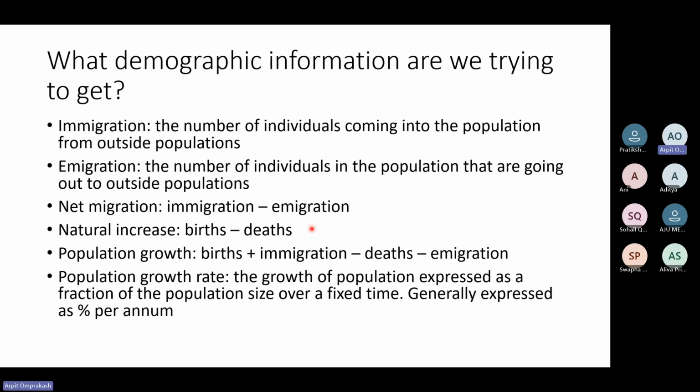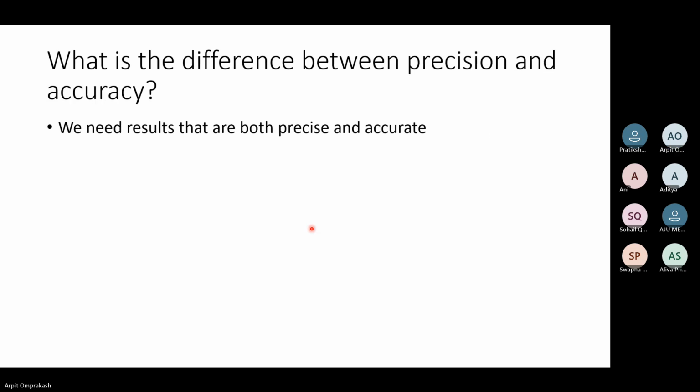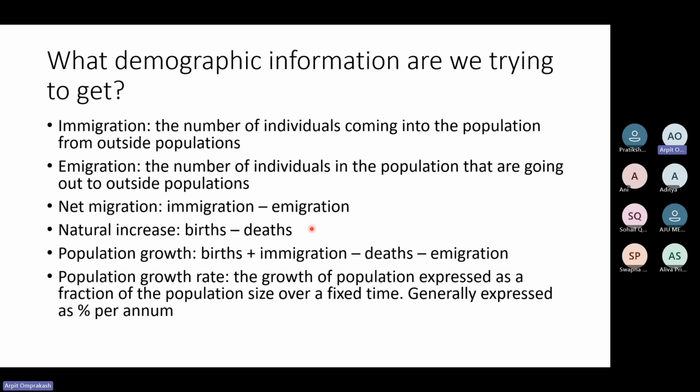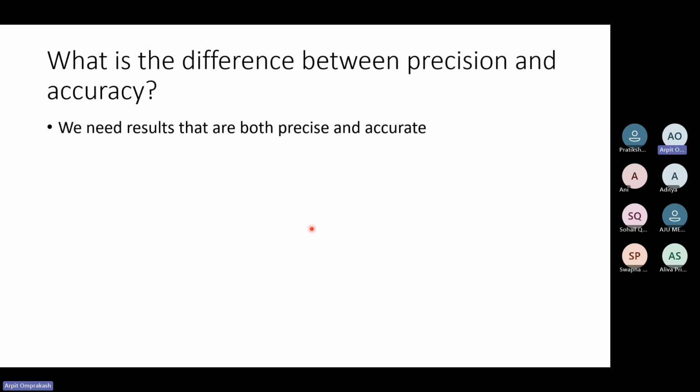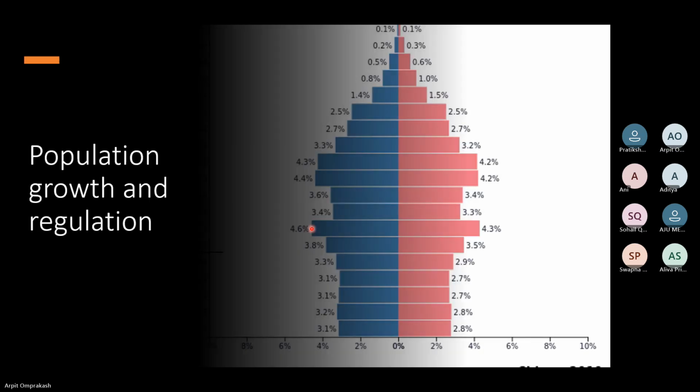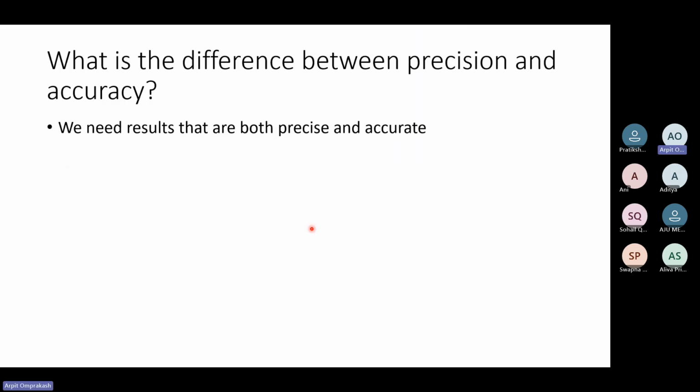Right. Yeah. Then whatever numbers or estimates we are calculating, we need them to be both precise and accurate. Precise means all the values that we are getting are similar to each other. Accurate means all the values are almost similar to the actual value. Right. So we want it to be both accurate and precise.